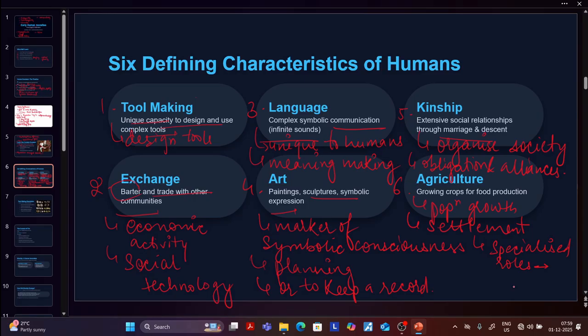These six characteristics don't appear simultaneously. They emerge at different times over millions of years, but together they define humanity. When all six are present together, we have behaviorally modern humans capable of creating complex civilization. All these things come together and they create complex civilization.